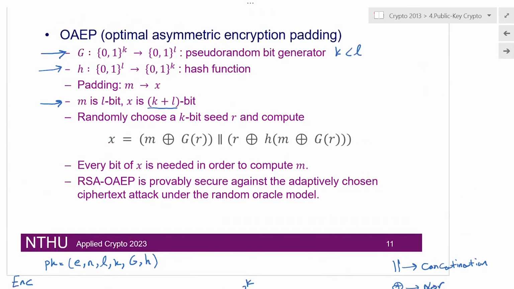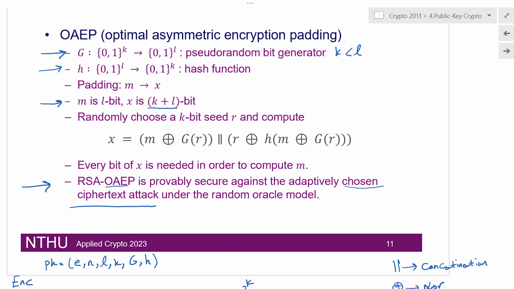So going back to the top, we have a proof, which we won't go through, that RSA, when we add this padding to the RSA, we call it OAEP, is proven to be secure against the adaptively chosen ciphertext attack, the attack that we discovered on the previous page, under the random oracle model. So we would get back to this random oracle model very soon.